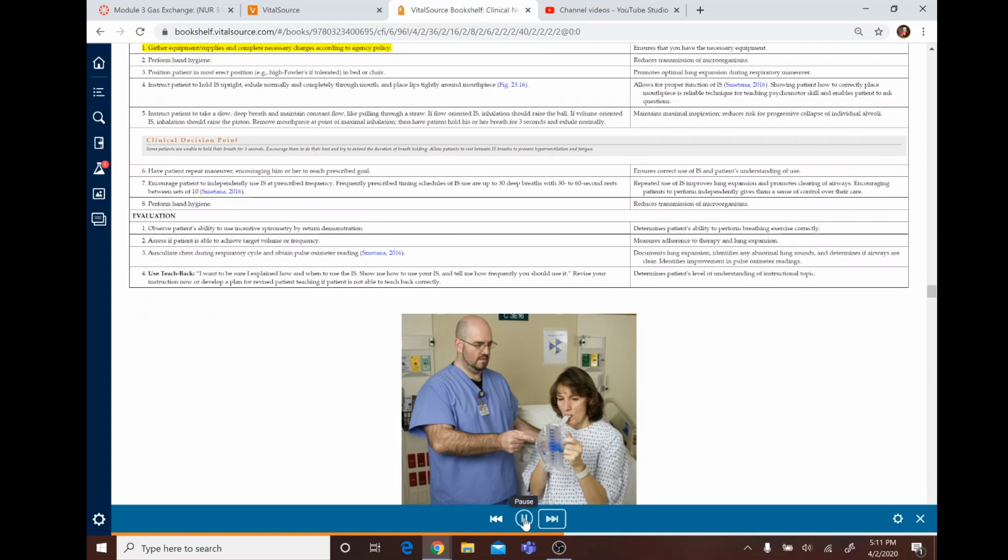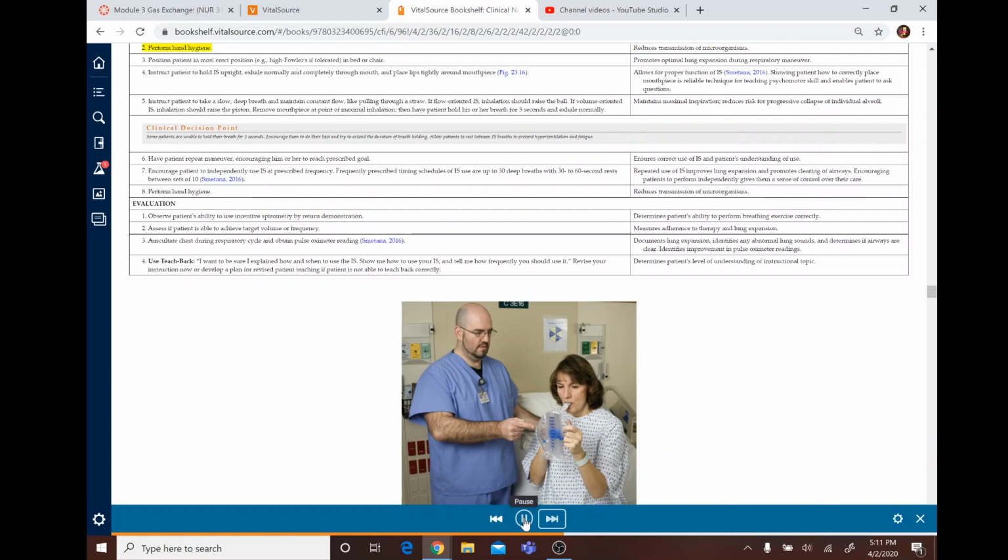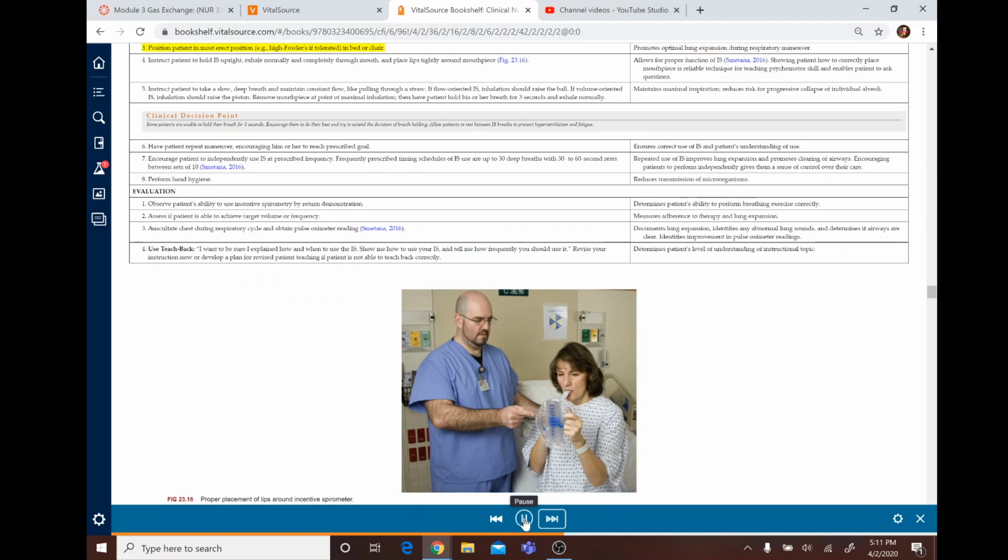Implementation. 1. Gather equipment/supplies and complete necessary charges according to agency policy. Ensures that you have the necessary equipment. 2. Perform hand hygiene. Reduces transmission of microorganisms. 3. Position patient in most erect position, example high Fowler's if tolerated, in bed or chair. Promotes optimal lung expansion during respiratory maneuver.